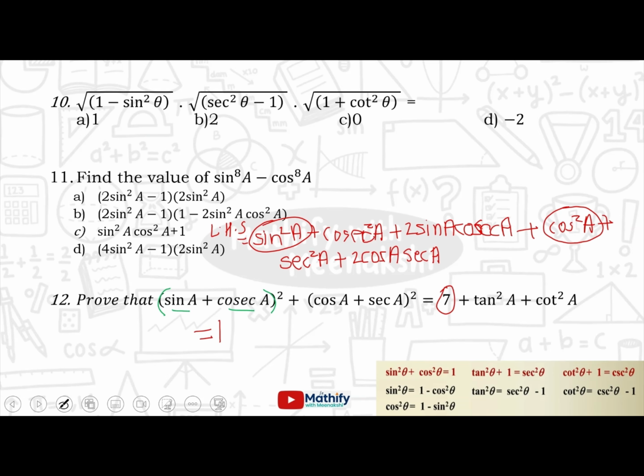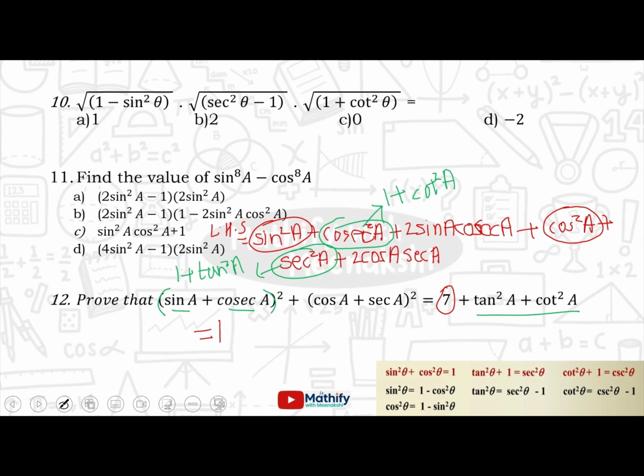Just think cosec square. Here we have cosec square, and here we don't need cosec square. So can we do something with cosec square? Yes. We need cot and tan. So just break this as 1 plus cot square A. Similarly here, we don't need secant. So let's break secant by 1 plus tan square A.